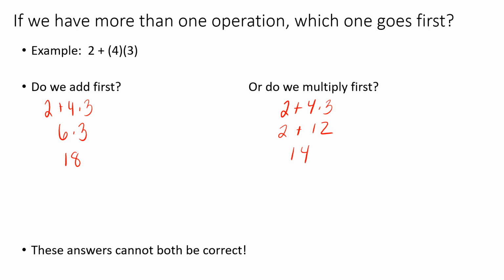Now, these answers cannot both be correct. And we know that there's got to be one correct answer because we know that math works. We know that we are able to put space shuttles in orbit and we are able to build bridges. And we're not doing that because the engineers that are doing the math are getting more than one right answer and you just have to pick which right answer you want. So the answer to this problem is either 18 or it's 14, but it cannot be both. Order of operations really addresses which one goes first.